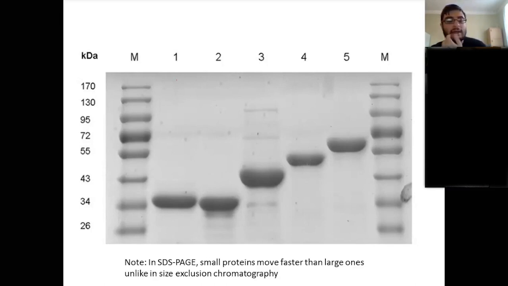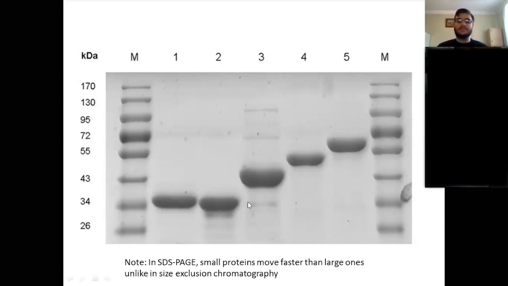As a note, in SDS-PAGE, small proteins move faster down than large ones. So in the beginning, everything starts on the top. And then as time goes on, it usually should take an hour or two, it moves down and finally rests at a final location. Small proteins move much faster down than large ones. So large ones will be at the top, small ones will be at the bottom.